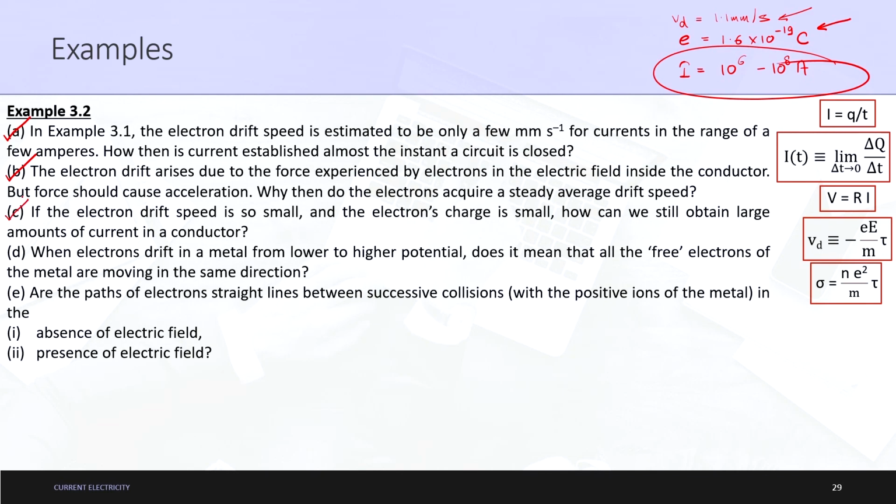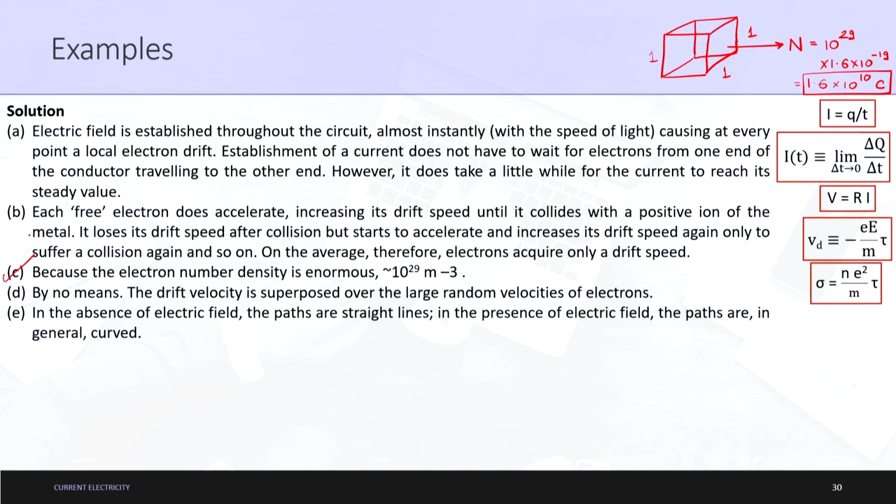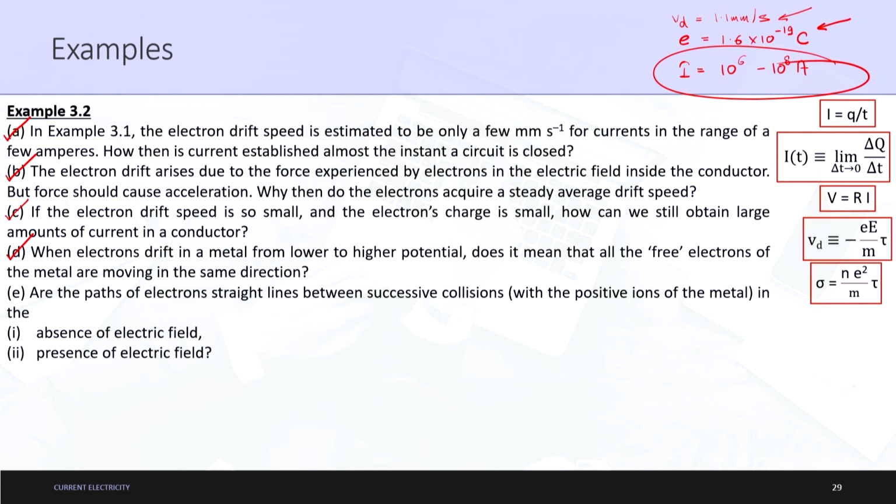Next point: when the electrons drift in a metal from lower to higher potential, does it mean that all the free electrons of the metal are moving in the same direction? By no means. The drift velocity is superposed over the large random velocity of electrons, so it does not happen in this case. These are simple explanations, only the A and B parts were of an enormous nature because they involved drift velocities. Please look over the last point here.